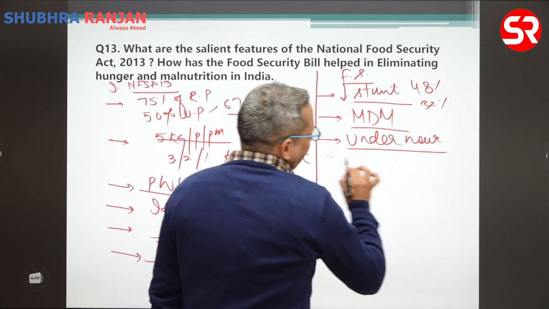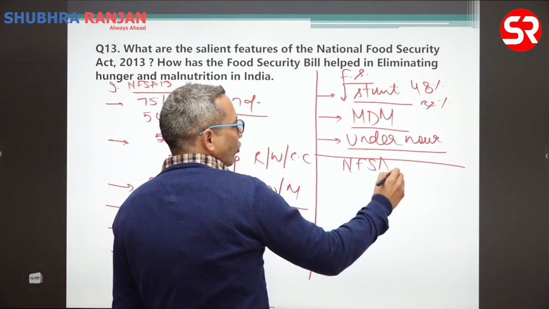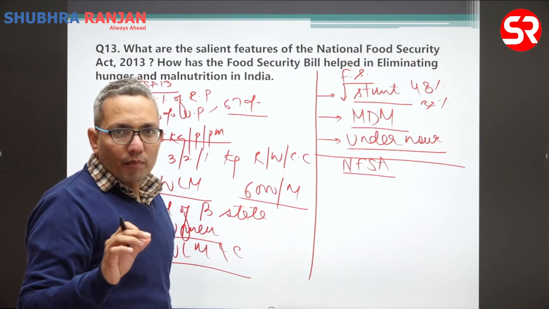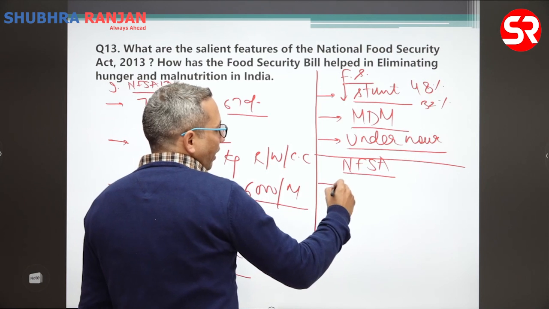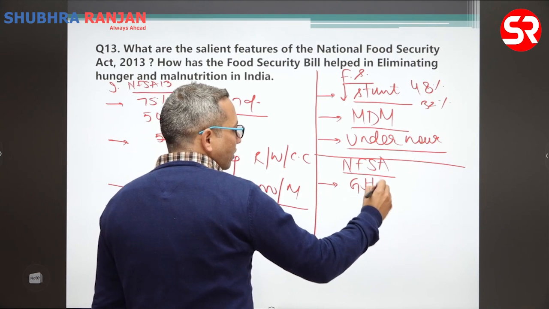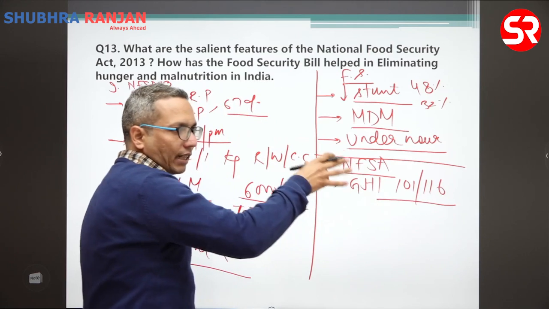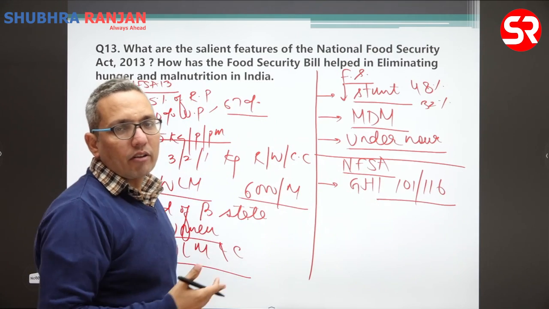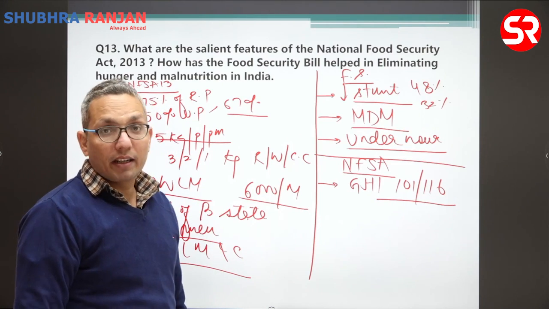But then we would say that yes, National Food Security Act has brought food security, but certain challenges still remain. Like in the Global Hunger Index, we are still ranked 101 out of 116. Actually, this is the source of this question: why, in spite of the National Food Security Act, are we still at 101 in the Global Hunger Index?